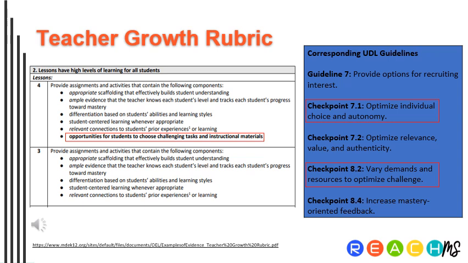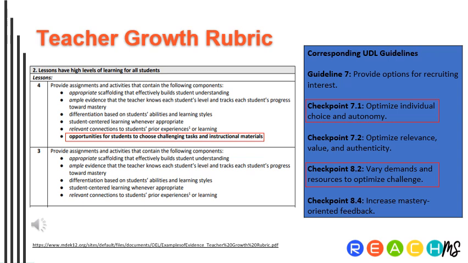When your administrator conducts your teacher evaluation, they use standards from the Mississippi Professional Growth System, and they use the Teacher Growth Rubric. As I told you before, UDL aligns very closely with all of those standards, and I'll show you an example here. The Mississippi Teaching Standard on the left, number 2, lessons have high levels of learning for all standards, corresponds with the UDL guidelines on the right in that blue box.